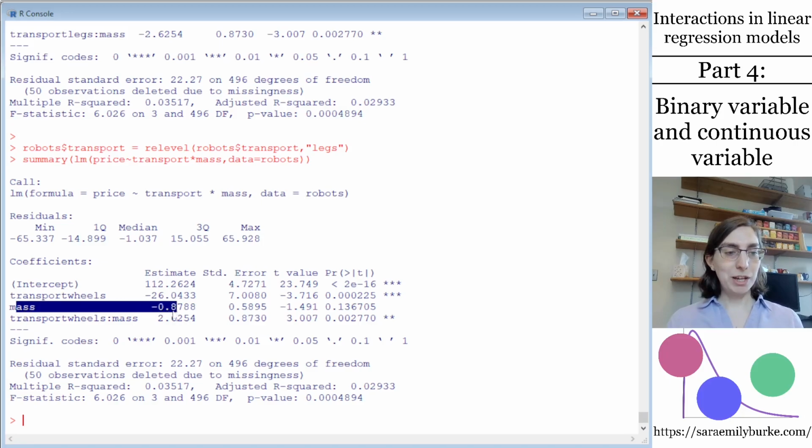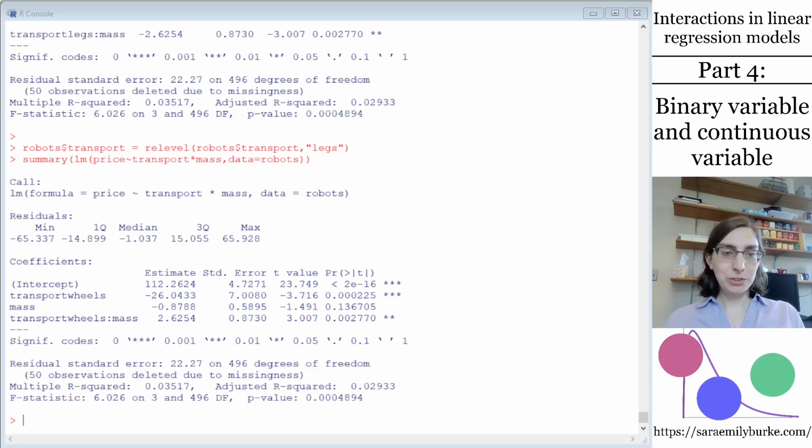And the slope of mass is different than it was before. Now it's negative 0.88 and not statistically significant, which means that for the robots that have legs, there's not a statistically significant relationship between mass and price. The robots that are heavier have slightly less price, but it's not a strong enough relationship that we can claim that it would be unlikely to arise due to chance alone in a world where mass and price were unassociated systematically.